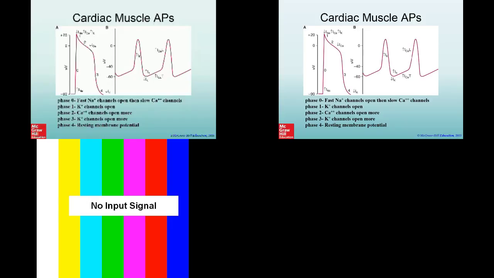Sodium action potentials have a point because sodium channels are fast. They open fast. They close fast. Calcium channels are slower. So instead of getting a nice sharp point, you get this kind of rounded top. Then, of course, when the calcium channels close, potassium leaving the cell repolarizes it.